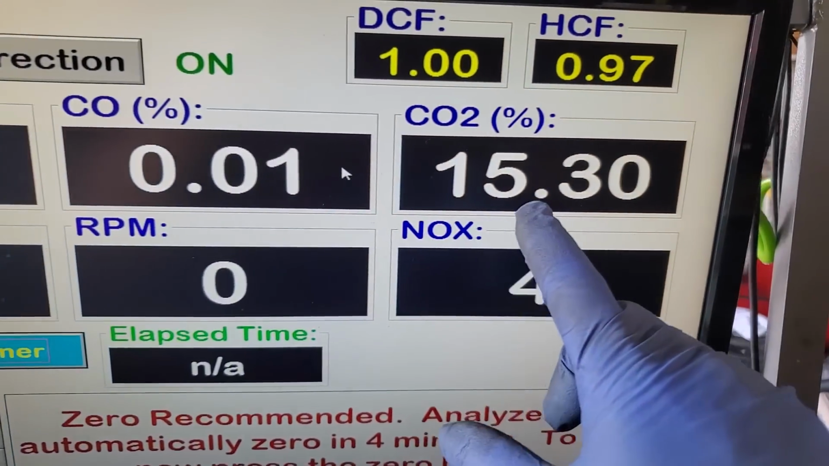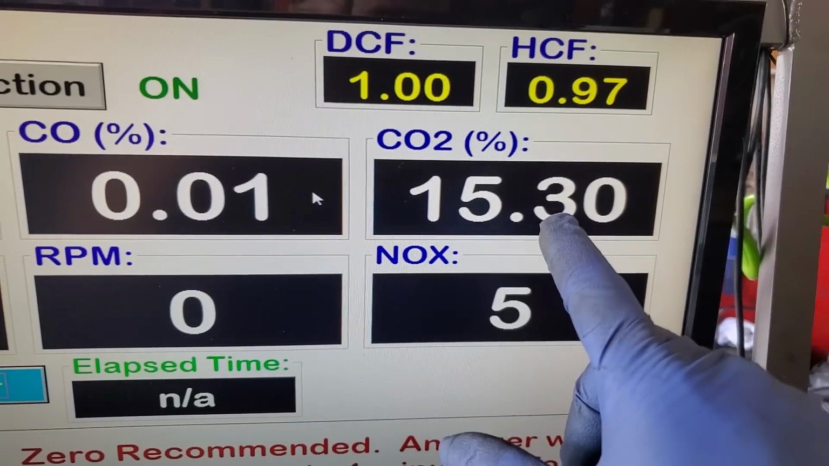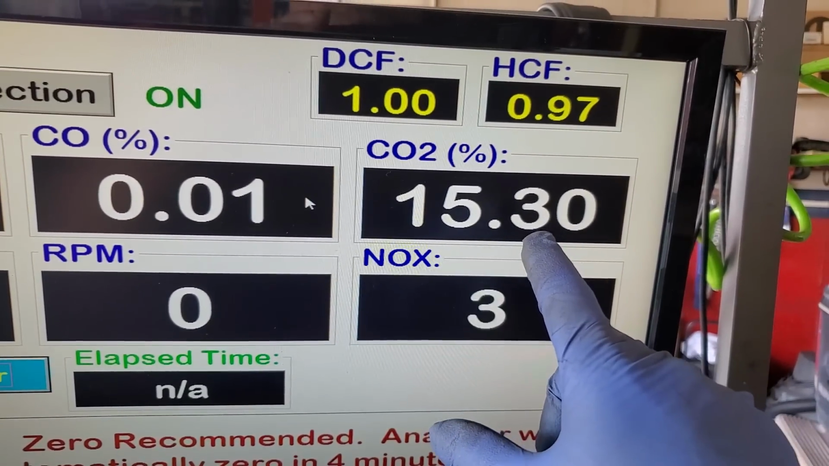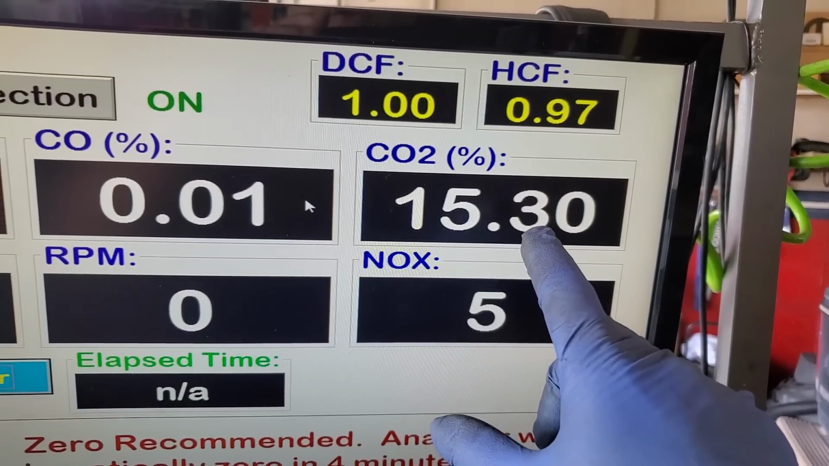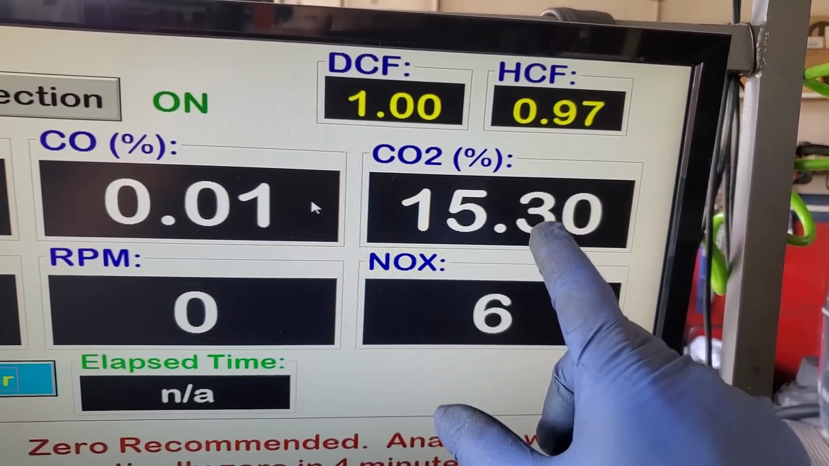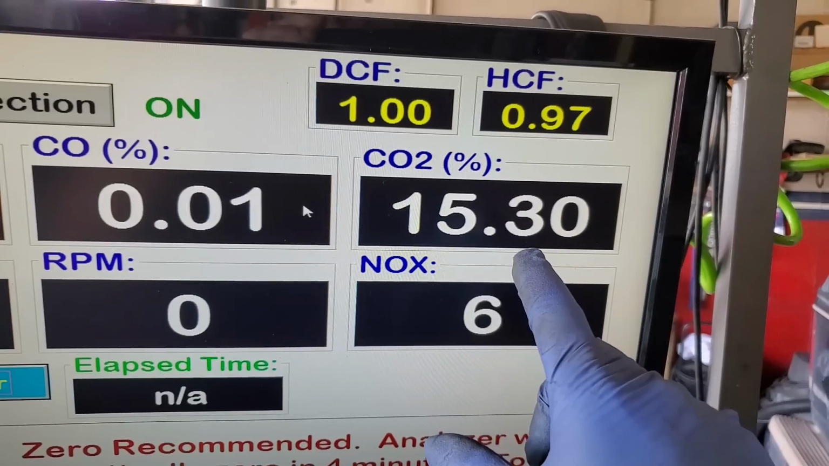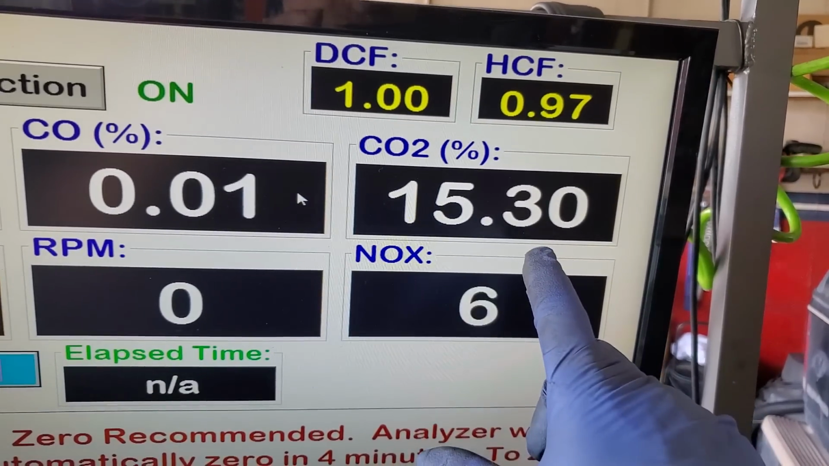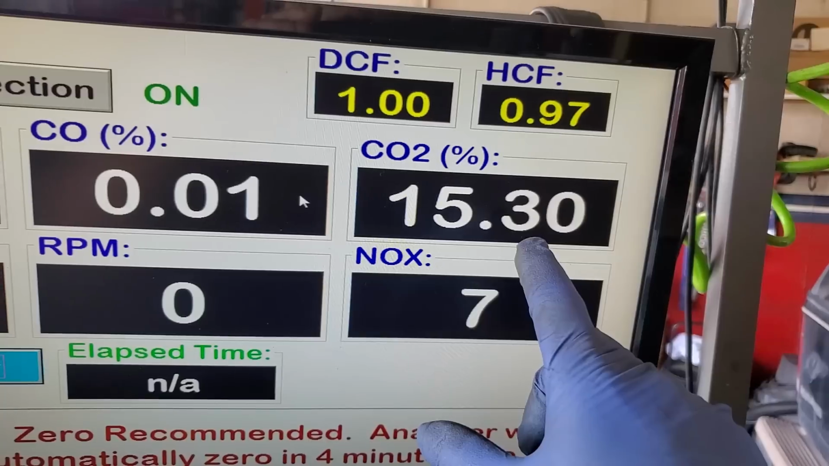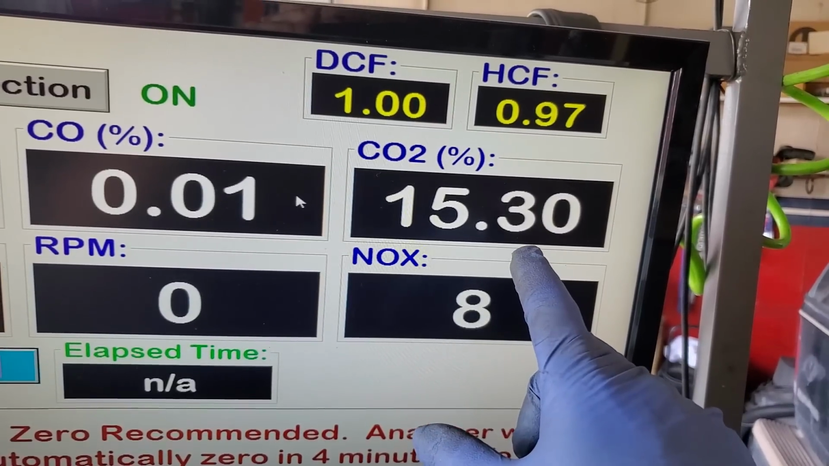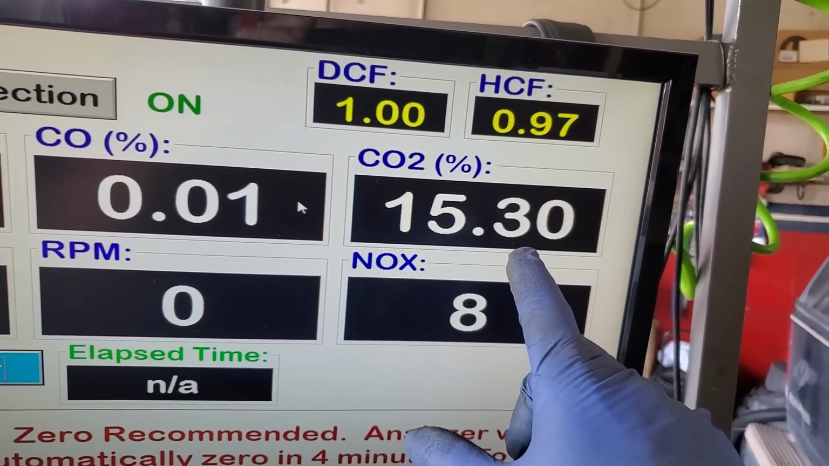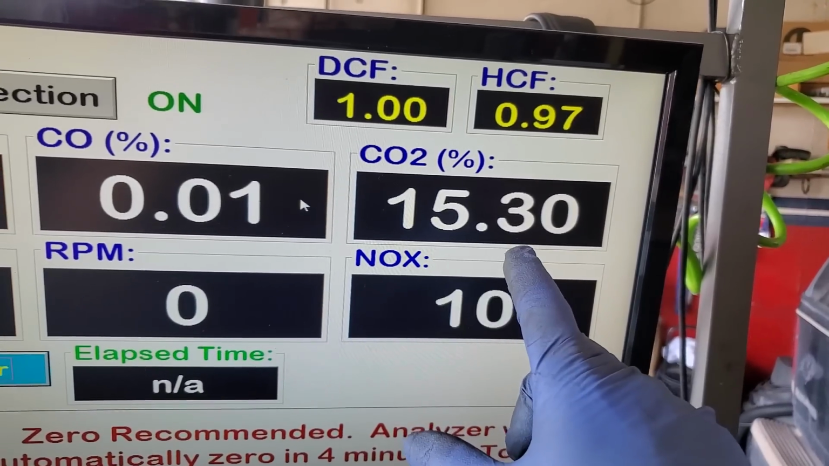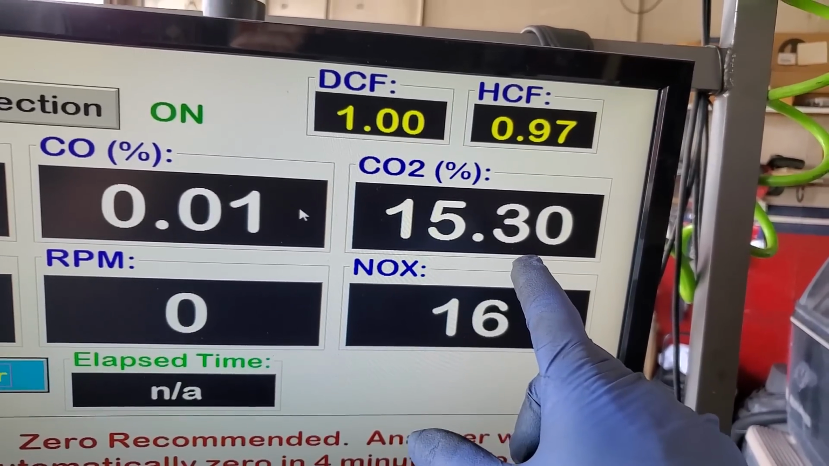But what we have is 15.3% CO2. Now this is percent. And what I'm going to say, I always get challenged on, but look it up. Every gallon of gas you burn, you emit 20 pounds of carbon dioxide into the atmosphere. Diesel, 23 pounds. And I always get challenged, how is that possible when a gallon of gasoline weighs 6 pounds?